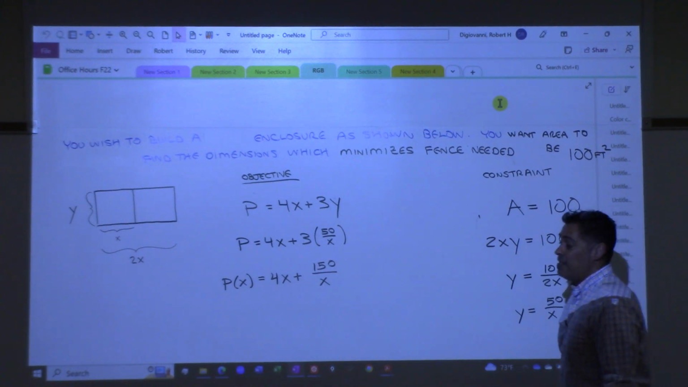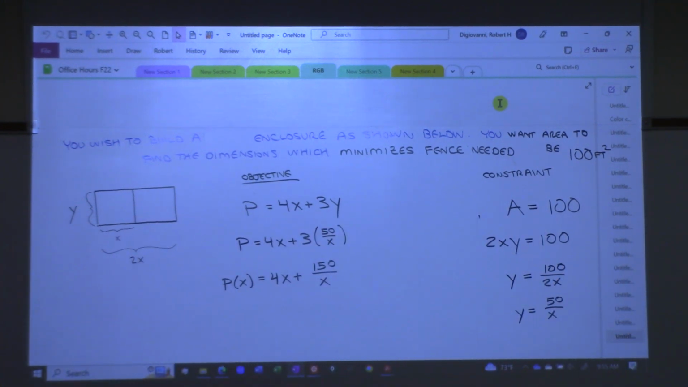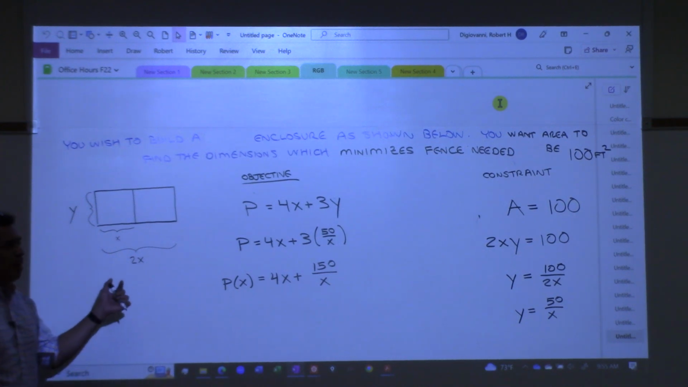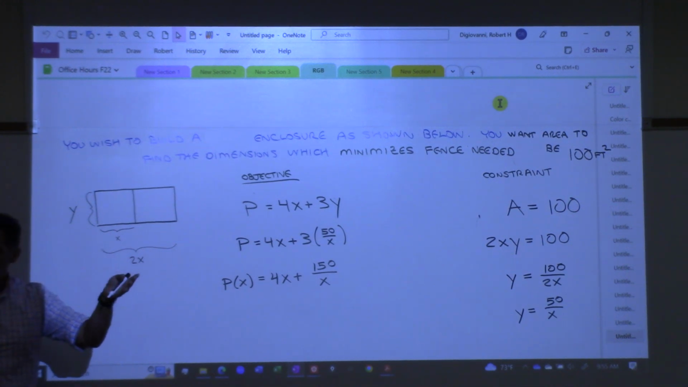All right, what's the next critical step? Which way are we doing this, right? Domain. Like, what is our restriction? Is it a closed interval? Is it an open interval? So let's start with the smallest x can be. What's the smallest that x can be? 0, right? That's what we said in the past, right?